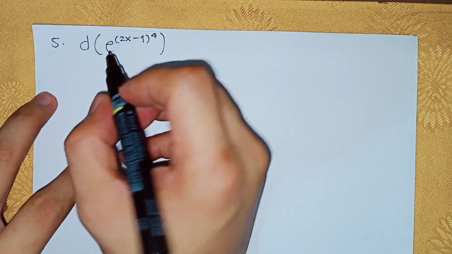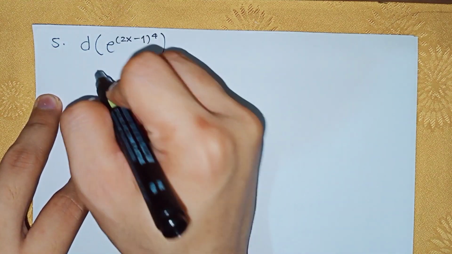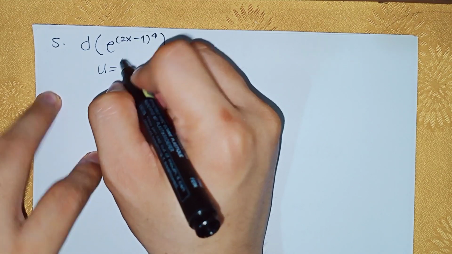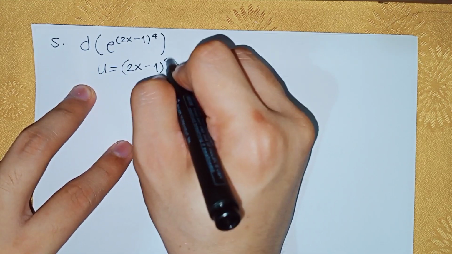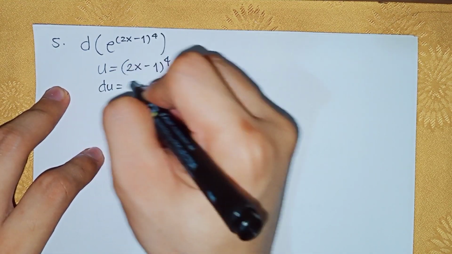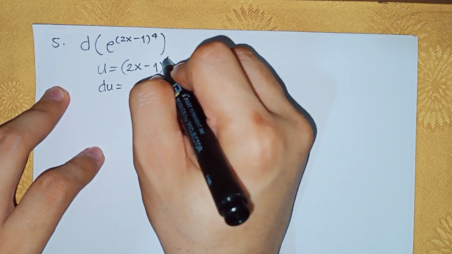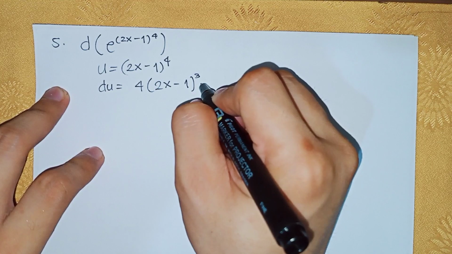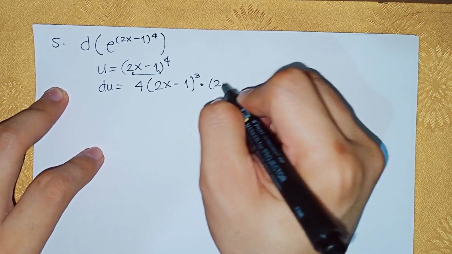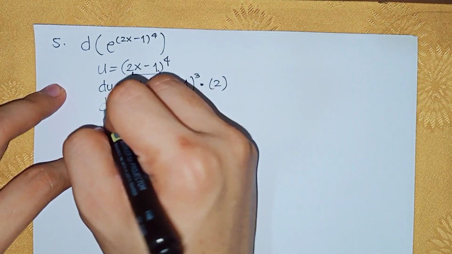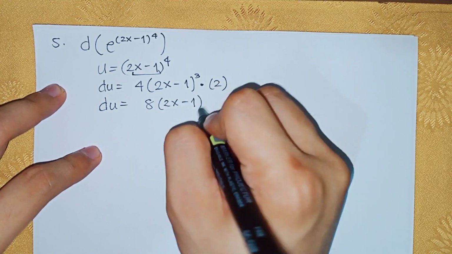Example number 5, find the derivative of e raised to (2x minus 1) raised to 4. So, ang function natin dyan, yung exponential function ay yung (2x minus 1) nakaraise sila sa 4. So, ang du nyan, 4 times (2x minus 1) raised to 3, di ba? Tapos, i-times mo sila sa derivative ng nasa loob. So, ang derivative nyan ay 2. Okay? So, ang du mo ay 8 times (2x minus 1) cube.